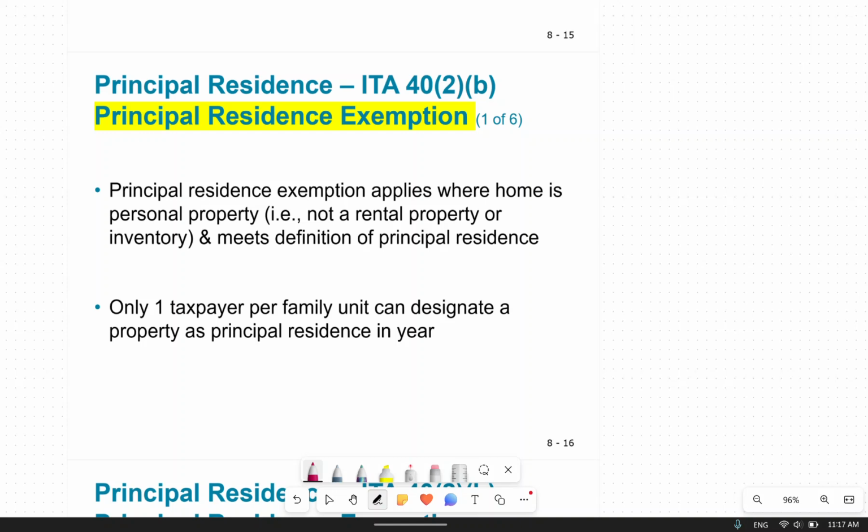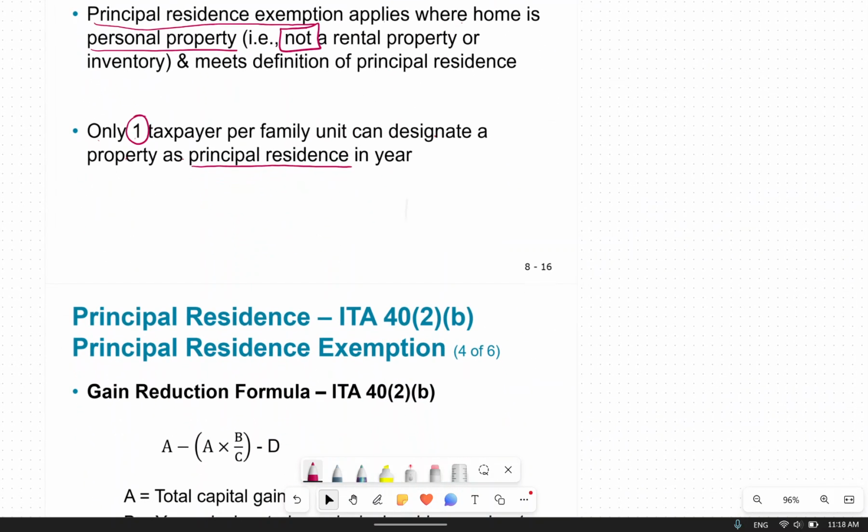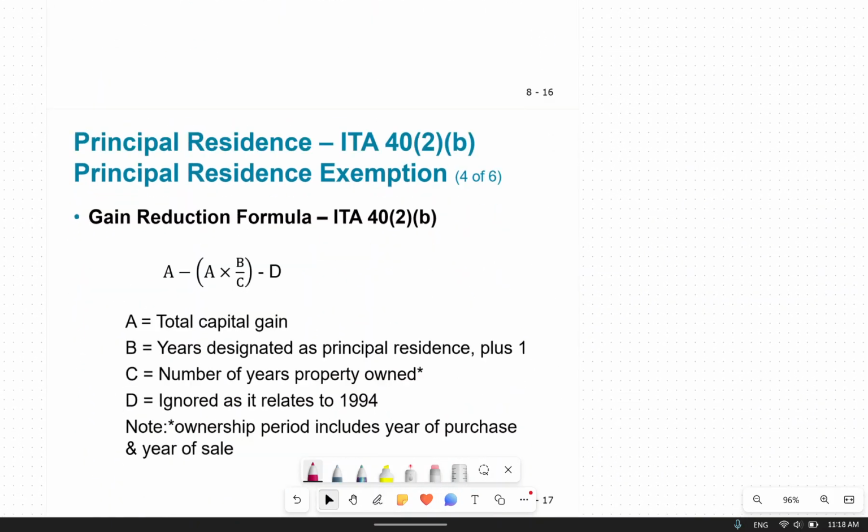If you have a gain, we do not pay taxes on the principal residence. The principal residence exemption applies where the home is personal property, for example, not a rental property. If it's a rental property, then you have to pay taxes on the gain. Only one taxpayer per family unit can designate a property as a principal residence. So you are only allowed one principal residence.